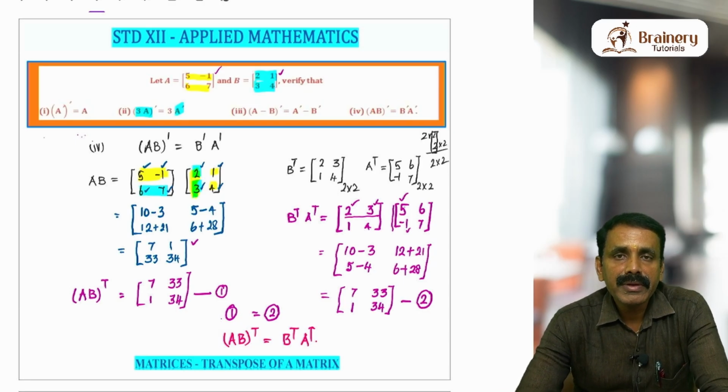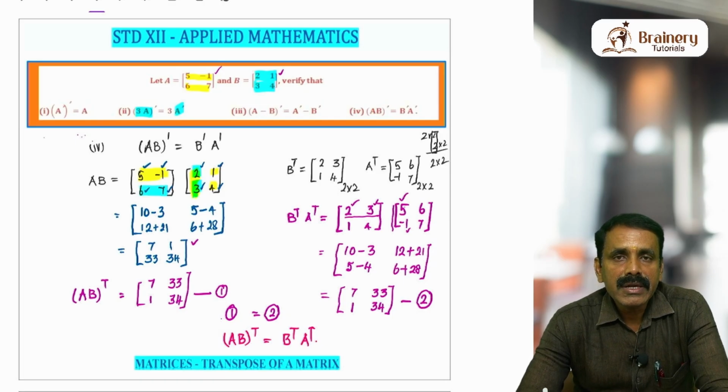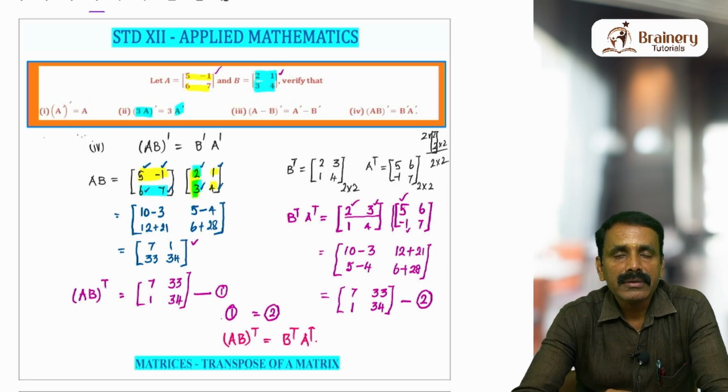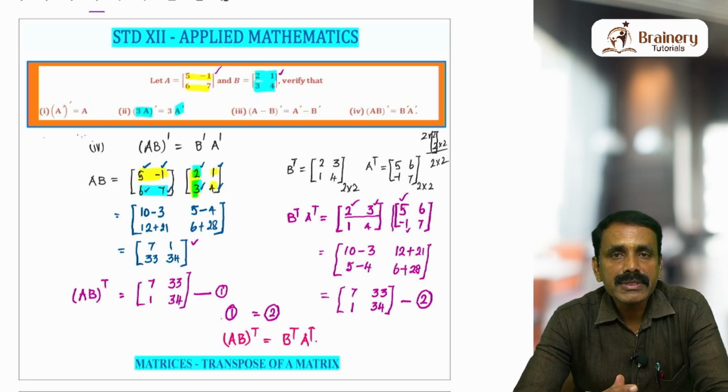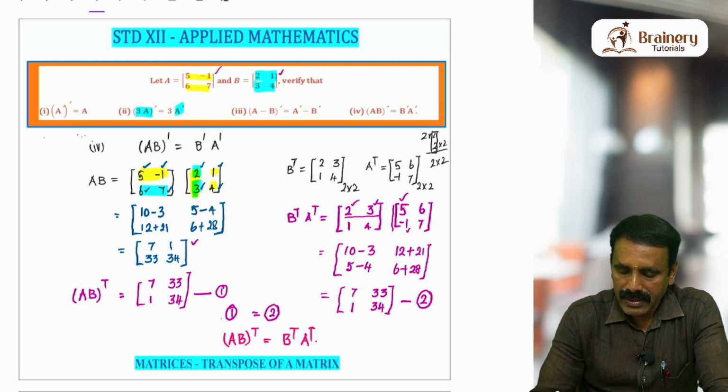Is it clear? That is very, very important. That is, transpose of the product of two matrices is equal to product of the transposes taken in reverse order. If it is AB, on the right hand side we will be having only BA. Okay, it will be reversed.